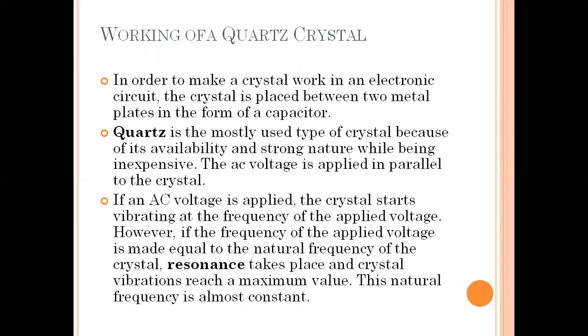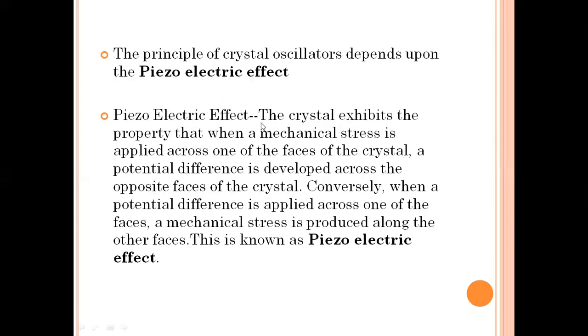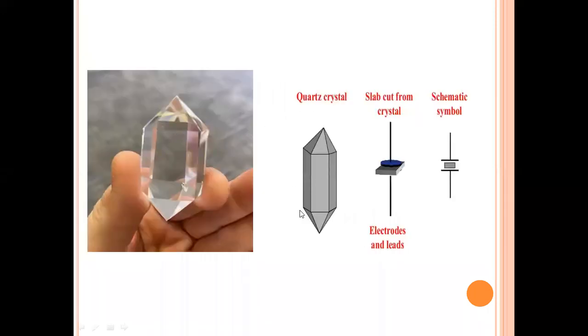Next, working of the quartz crystal. In order to make a crystal work in an electronic circuit, the crystal is placed between two metal plates in the form of a capacitor. Already we have seen that. This is the original shape of the quartz crystal, but it is not placed in the circuit like this. Here the quartz crystal is cut into a rectangular shape.